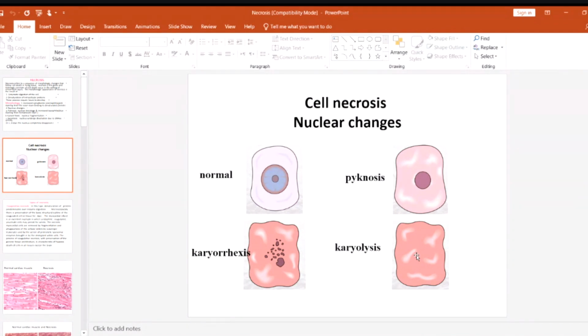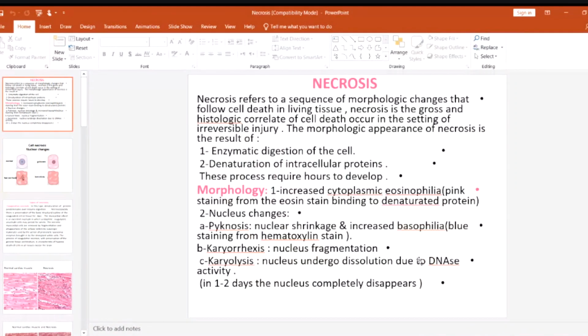As Ahmed said, it becomes more pink. Students, you can compare between this color and this color. Here it is more pink, more orange. Why? Because the denatured protein will bind more with the eosin stain, giving this darkening in color, dark red, dark pink. Exactly. Here the color is darker because the protein was broken down and bound more with the eosin stain. Now, this is the cytoplasm. As I said, in the cytoplasm there will be an increase in eosinophilia.